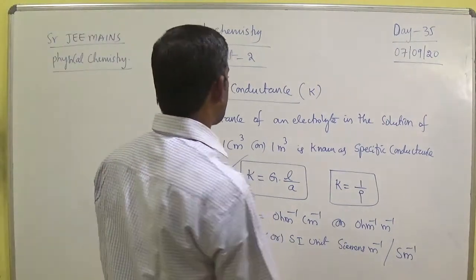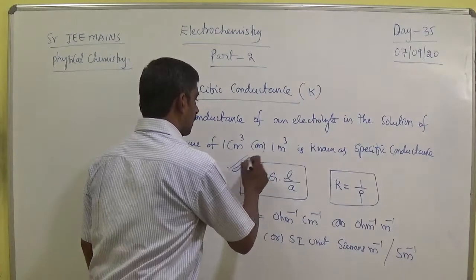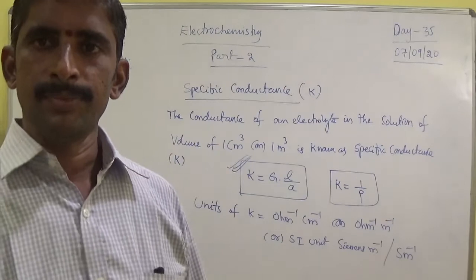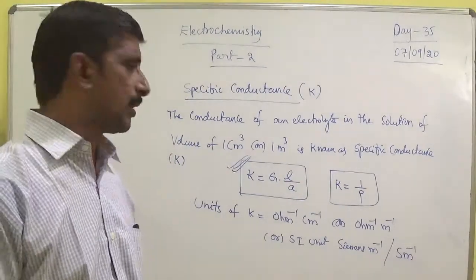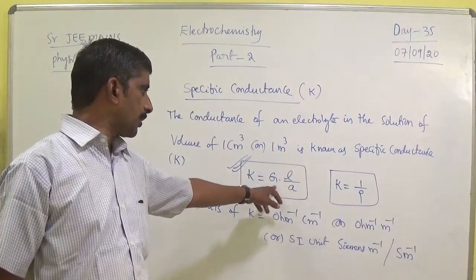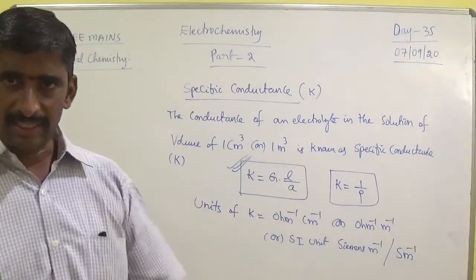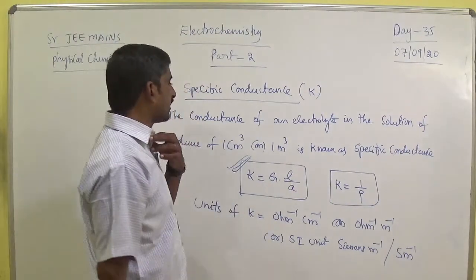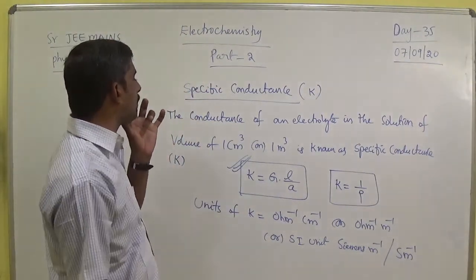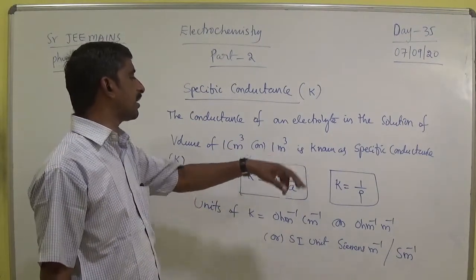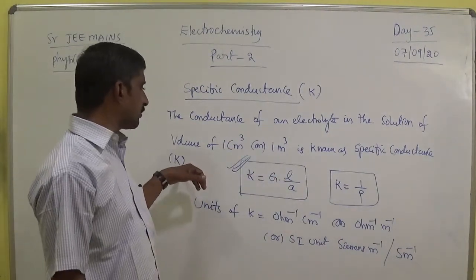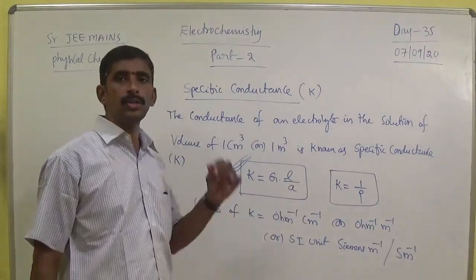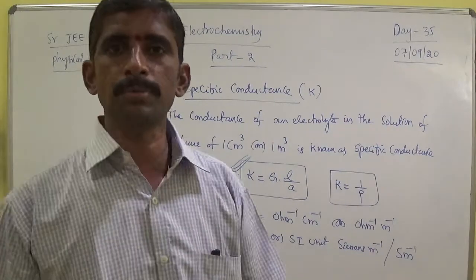Remember this formula: specific conductance K equal to G into L by A. G means conductance, L by A means cell constant, so K is directly proportional to L by A. The conductance of an electrolyte in the solution of volume 1 cubic centimeter or 1 cubic meter is known as specific conductance, represented by symbol K. Don't forget the units, very important, problems will come.